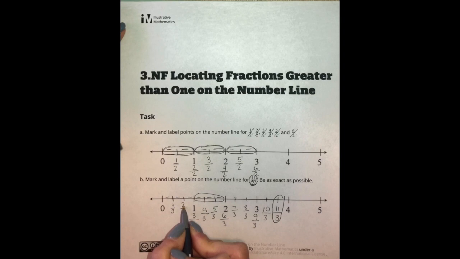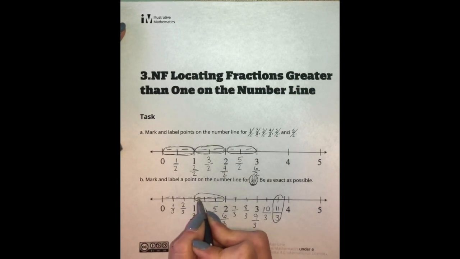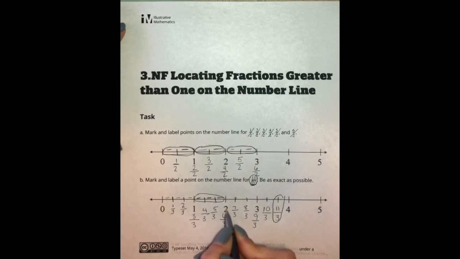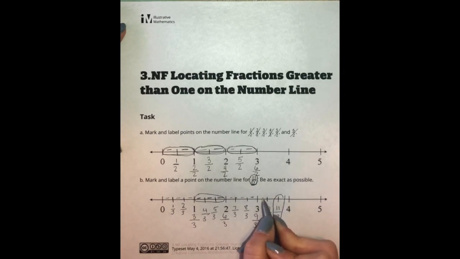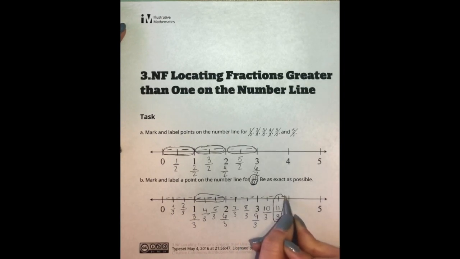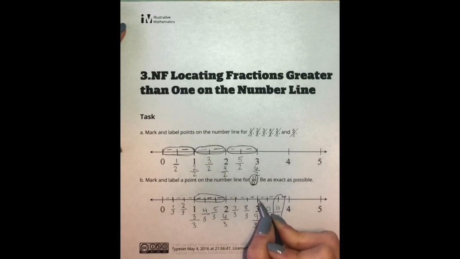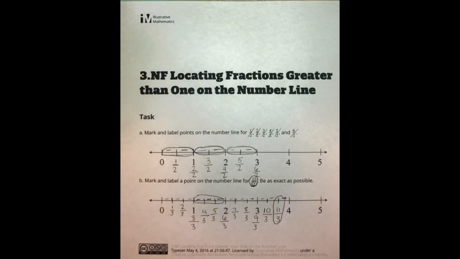So 1/3, 2/3, 3/3. Then another 1, 2, 3 parts until I got to 2. So 4/3, 5/3, 6/3. Then still 1, 2, 3 parts. So 7/3, 8/3, 9/3. And then 1, 2, 3. So I have 10/3 and then 11/3, which is where I needed to stop.